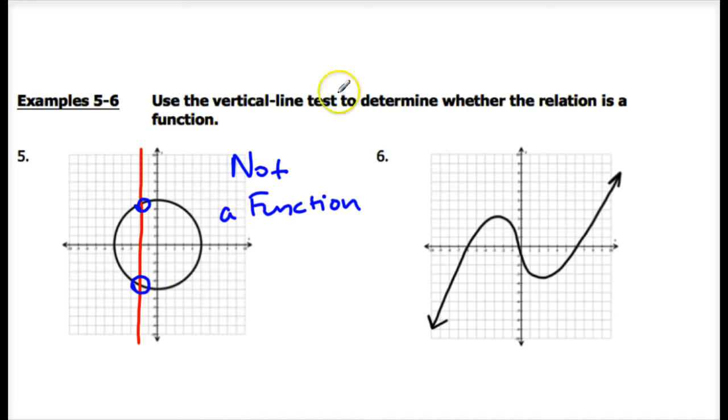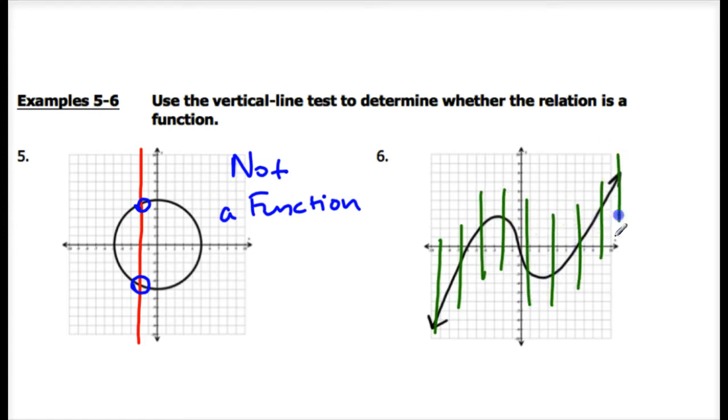Number 6, this is my graph. We're looking at an S-shape here. As many times as I can try drawing vertical lines, I can draw an infinite number of vertical lines, and none of them are going to hit the graph in more than one spot. Every single vertical line I draw here only intersects this graph in one place. Here, here, here, here, here, and so forth. So this relation here is a function, because I can't draw a single vertical line that touches the graph more than once.